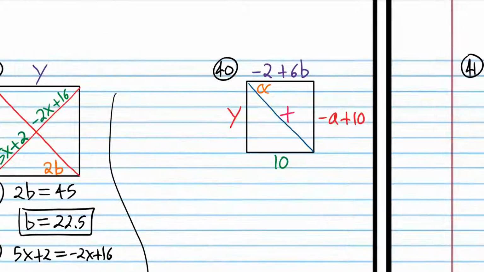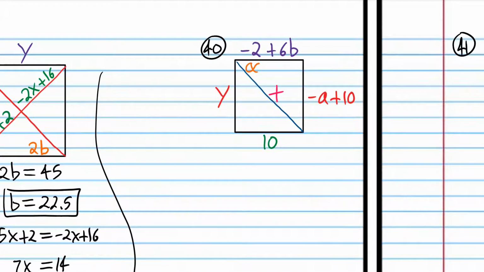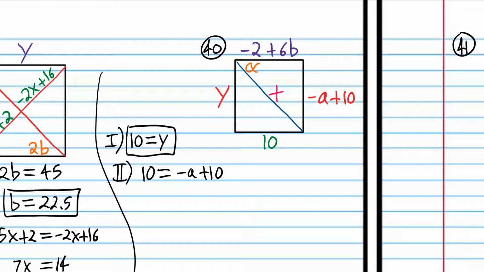All right, we're back. Let's see here. We know this side is 10. Because these are squares, all the other sides must be 10 also. So 10 is equal to y. And 10 is also equal to negative a plus 10. So we subtract 10 from both sides, and we get 0 is equal to negative a. Divide both sides by negative 1, and we get a is equal to 0. And I know that's kind of strange, but it's just negative 1 times a.